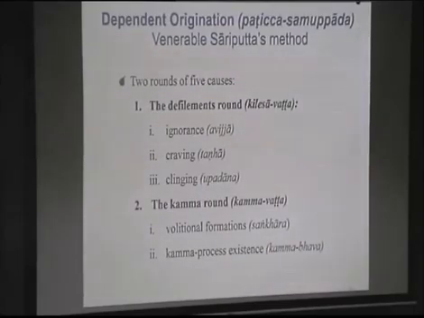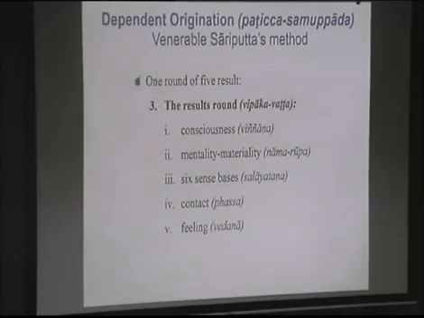The 2 rounds of causes: the defilements round consists of ignorance, avijja, craving, tanha, and clinging, upadana. The karma round is volitional formation, sankhara, and existence, kamma bhava. So these are the causes.